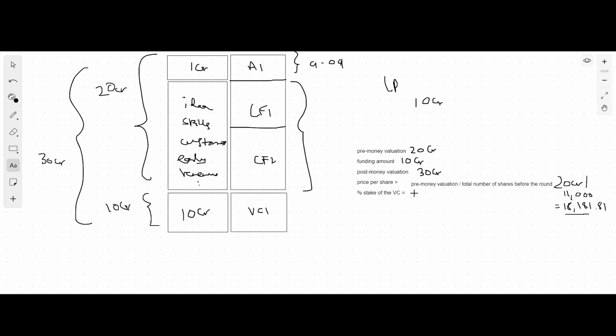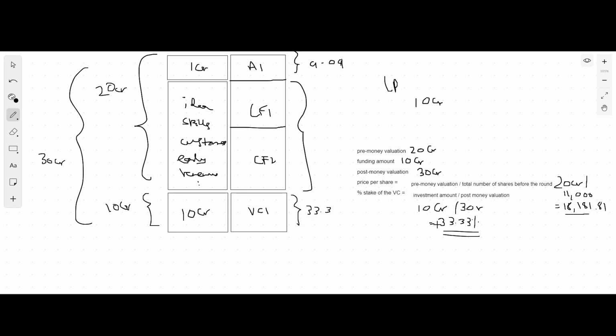round. The percentage stake of the VC, which is the investment amount divided by the post-money valuation, which is basically 10 CR divided by the post-money, which is 30 CR, which is 10 CR divided by 30 CR, which is roughly 33.33%, right?